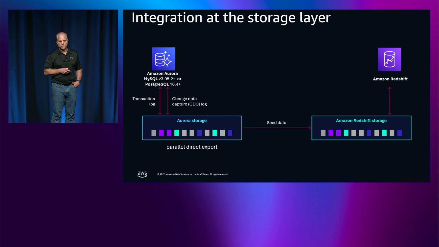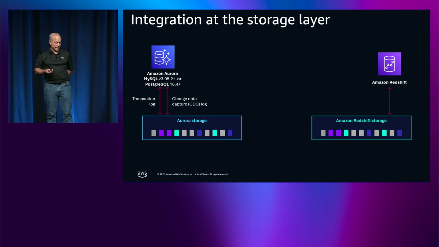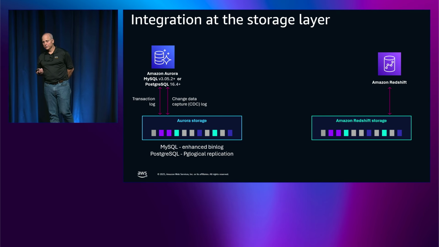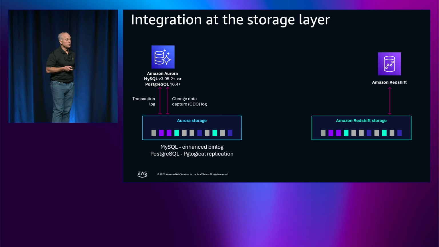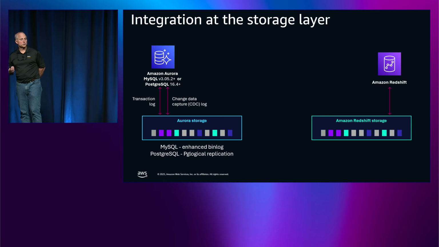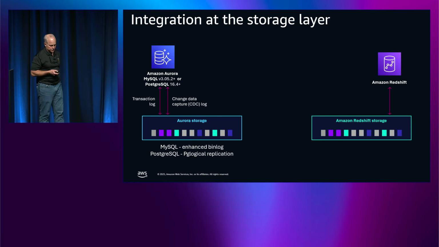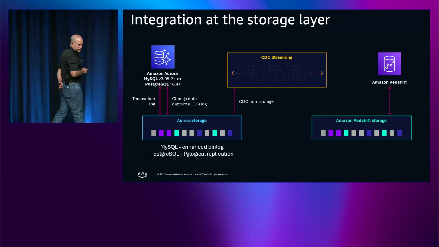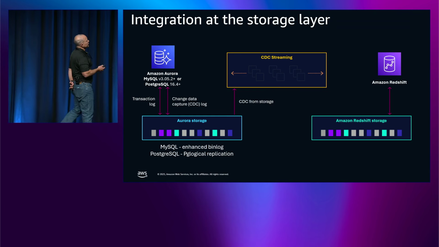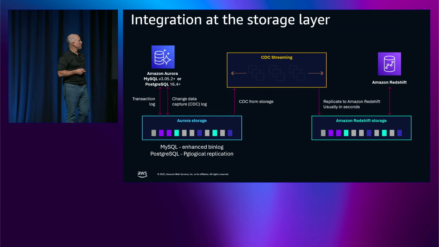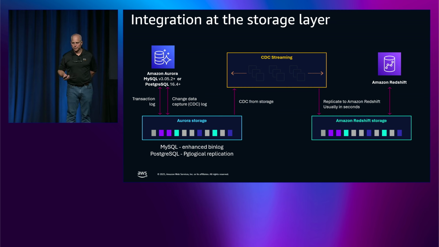So the seed data cuts over. It's like a full move, right? If you use the DMS terminology. Then we're going to do CDC. So under the covers, it's going to use the MySQL enhanced bin log to move the data over. And then for Postgres, it's going to use the PG logical replication. So we set that up, and CDC comes from storage, CDC streams runs, and then we replicate it over to Redshift. And this is typically done in seconds.